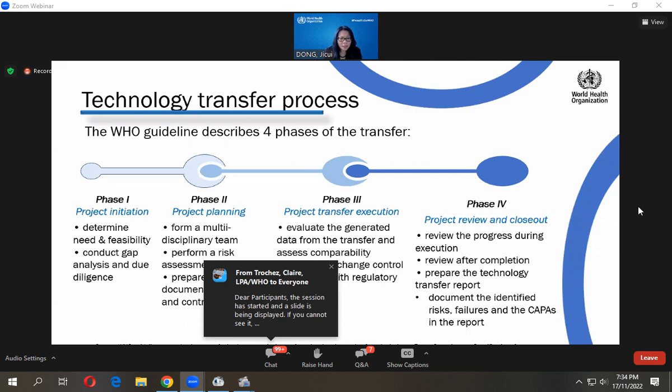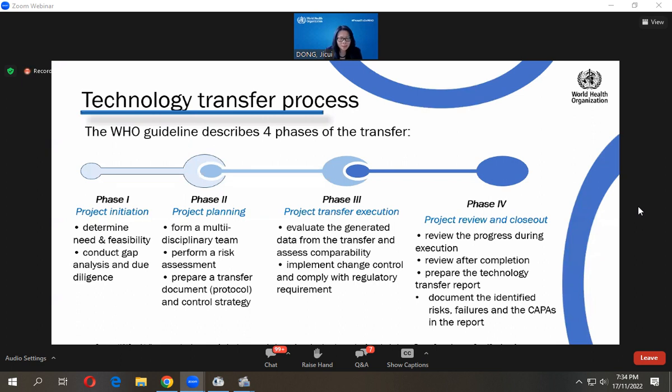Then you need to perform a risk assessment. This is a very important risk assessment. What are the risks? Especially when there's a difference after gap analysis between the 2 sides on the capacity, or on the facility, or on the equipment. So what are the risks? And then you need to have a risk mitigation plan, right?